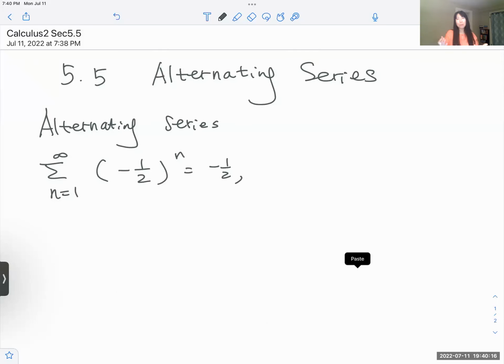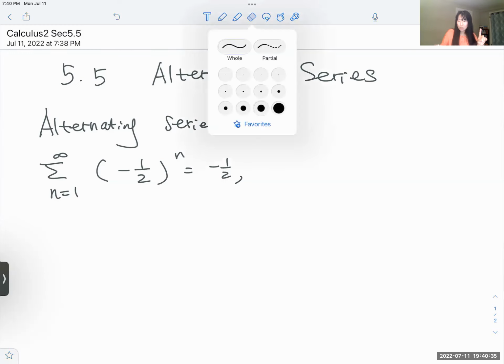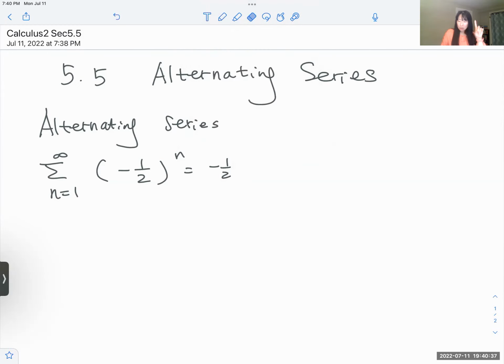Okay, so 5.5, alternating series. So we have alternating series. The form is like that, okay? We have a series, n equal to 1 to positive infinity, of negative 1/2 to the n power. Then the first term is when n equal to 1, it's negative 1/2. When n equal to 2, what do you get?